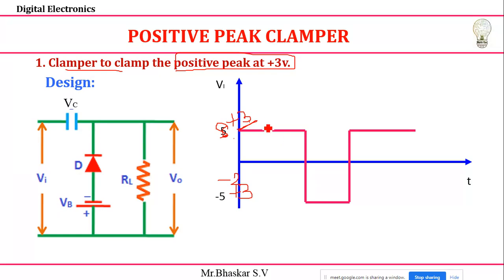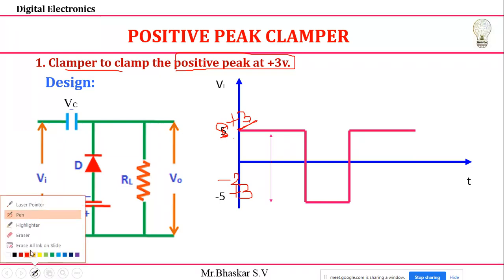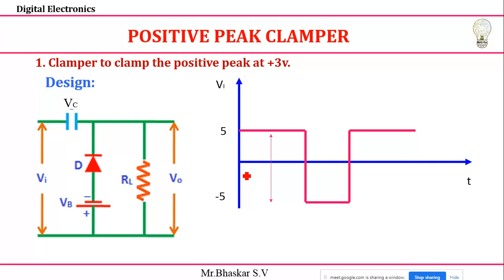That is my intention. This is my input waveform, and if I measure the peak to peak voltage, that is what the clamper circuit tells us: after shifting, the peak to peak voltage should be the same. In this case, you can observe 0 to 5 volts and 0 to minus 5 volts, so we have a 10 volts peak to peak signal. After shifting in either the positive or negative direction, the peak to peak voltage should be the same. That is our main intention.